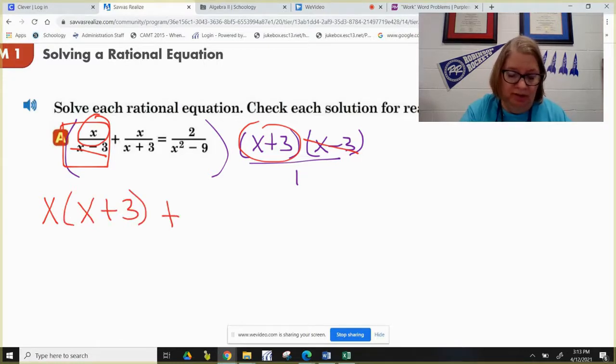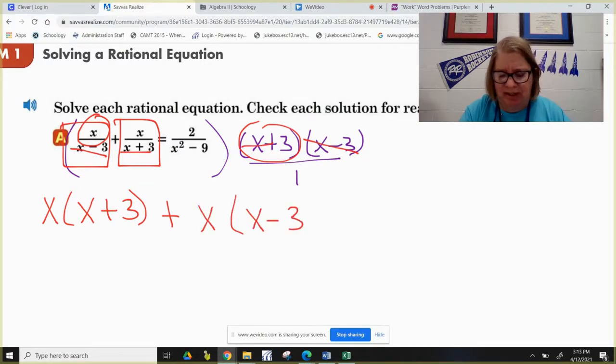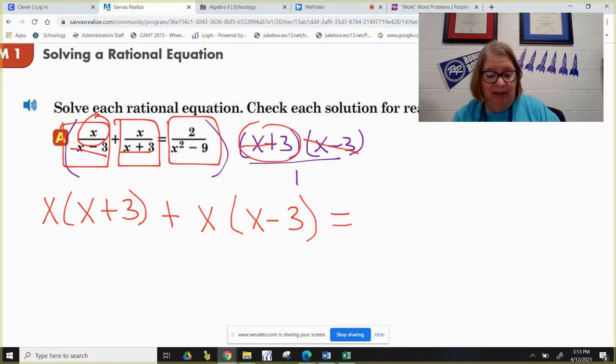Plus, now go to the second fraction. It has the x plus 3, so those would cancel out. I'm going to multiply that x by x minus 3. It's kind of the same thing as what you did with adding and subtracting. When we look at this last fraction, 2 over x squared minus 9, it has the x plus 3 and the x minus 3, so we don't have to multiply the 2 by anything. So what have we done? We've really multiplied each fraction by that common denominator.